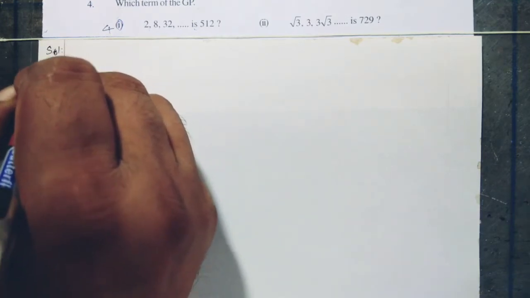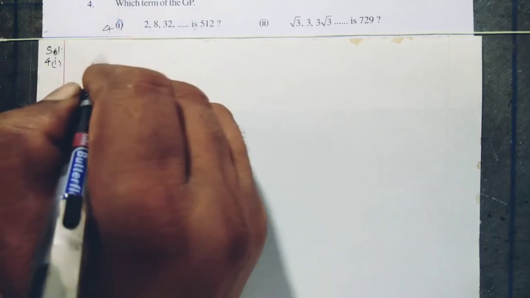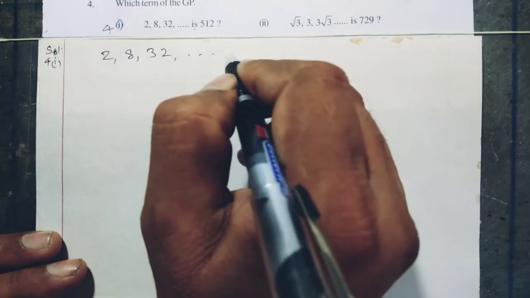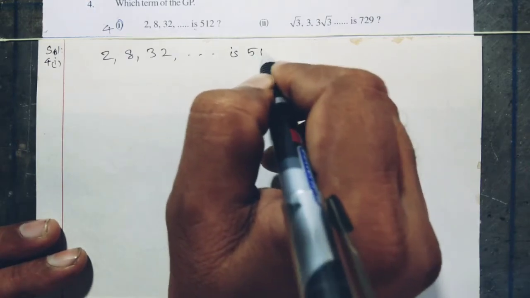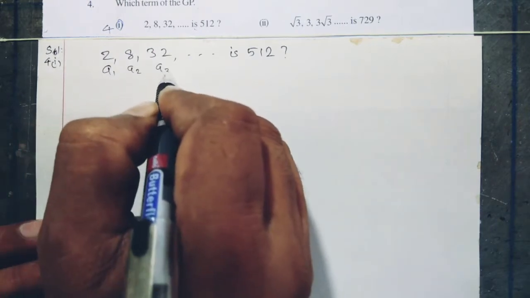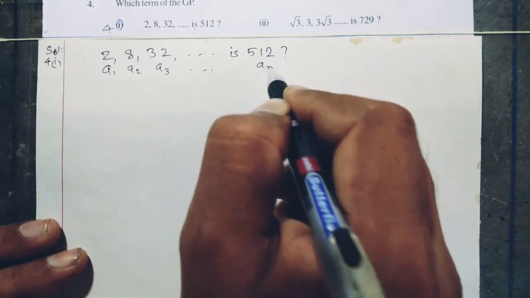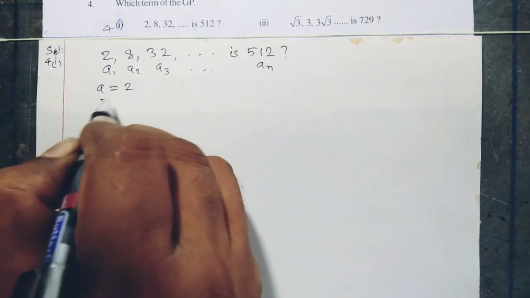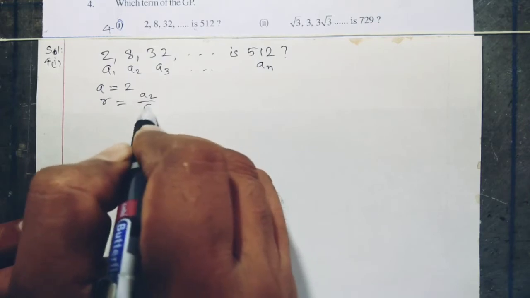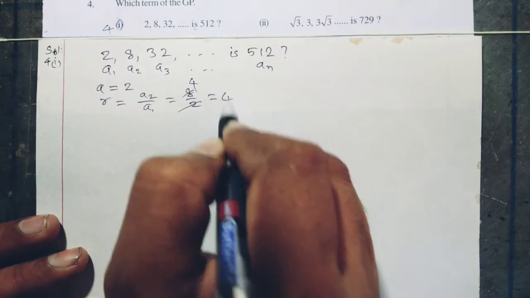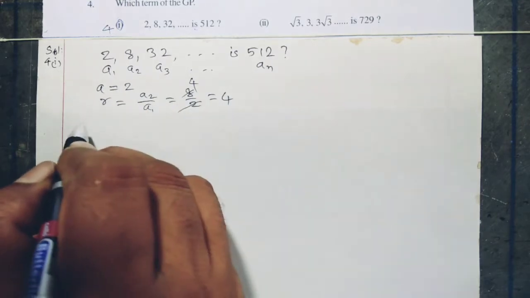Solution for fourth bit, first problem. Given 2, 8, 32 and so on is 512. So these are a1, a2, a3 and so on, this is an. Here a is equal to 2, r is equal to a2 by a1, which is 8 by 2, 2 ones are 2, 2 fours are 8, so 4.